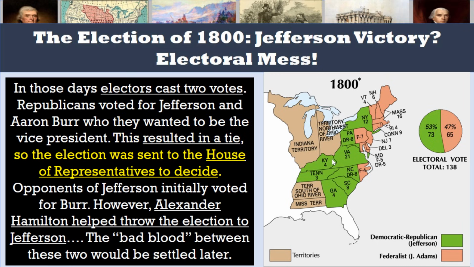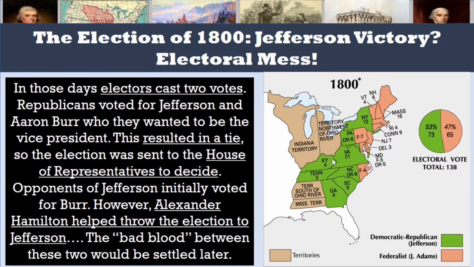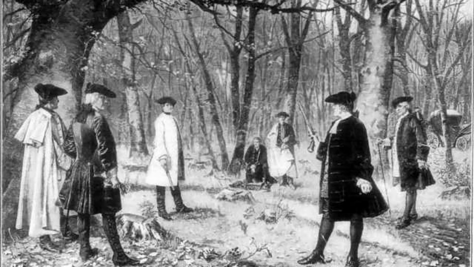Opponents of Jefferson initially voted for Burr. However, Alexander Hamilton helped throw the election to Jefferson. The bad blood between Hamilton and Burr would be settled later with pistols, but we'll look at that later.